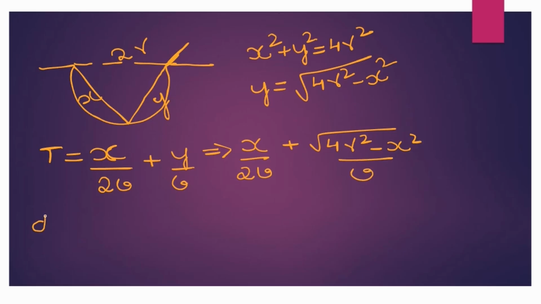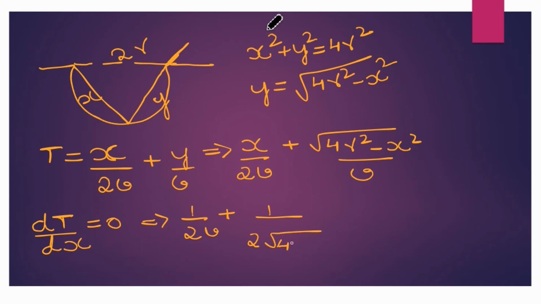Now, if you want the time to be minimum, first of all, you need to differentiate with respect to x and set it to 0. So that will be 1 by 2v plus 1 by 2 root of 4r square minus x square, times 1 by v, into minus 2x. If I equate that to 0 and solve for x, I'll get the value of x. I am leaving the mathematical part to you. You should solve it, and I'm going to tell you the value of x. The value of x will be root of 4 by 5 times r.